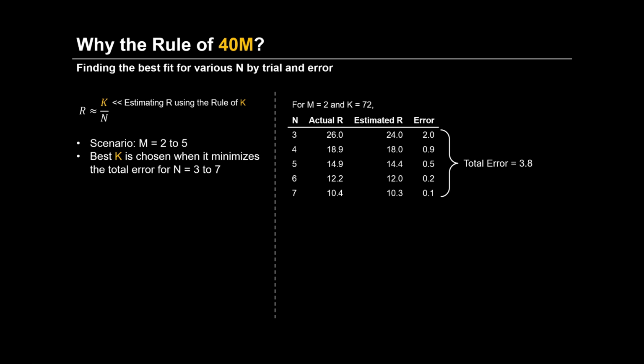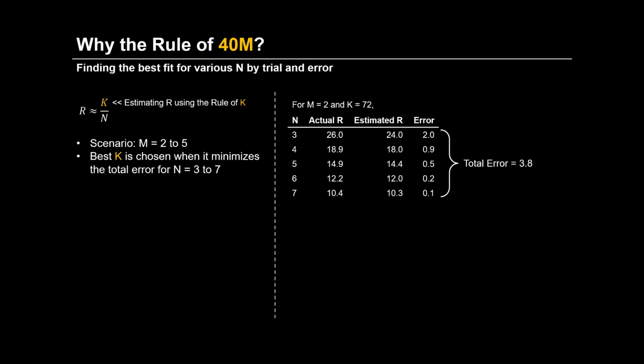For example, when m equals 2, I've chosen 72 to be our value of k. In the table below, you can see the actual r and the estimated r for different values of n. For example, the first value of the third column, 24, is just calculated by dividing 72 by 3. You can then calculate the error for each value of n, and adding them up, you can see the total error comes up to be 3.8.